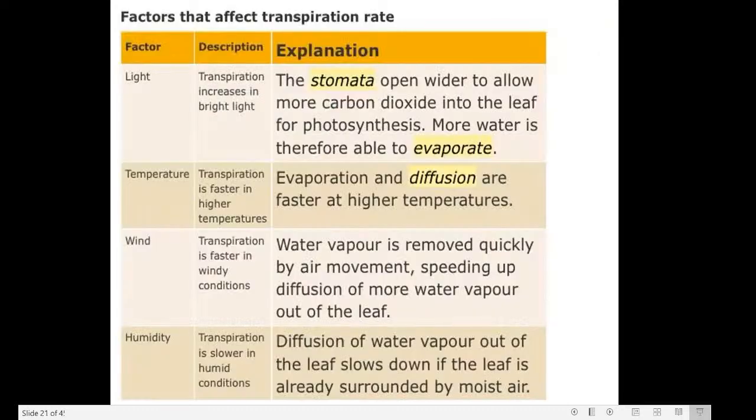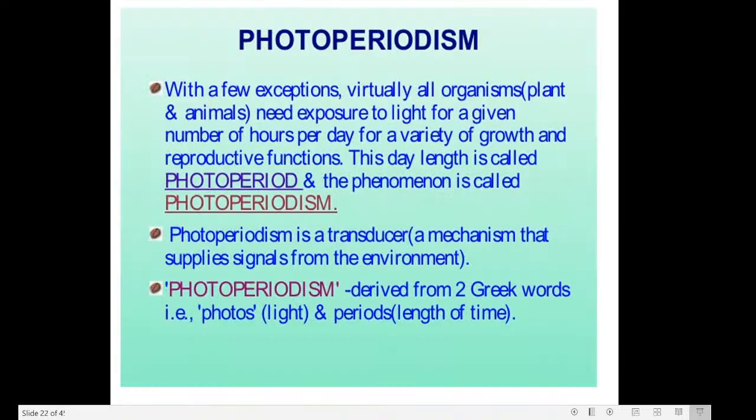These are all the factors. Other factors are light, temperature, wind and humidity. The humidity depends on the water. If you maintain water on the external surface, that will also be helpful for production.